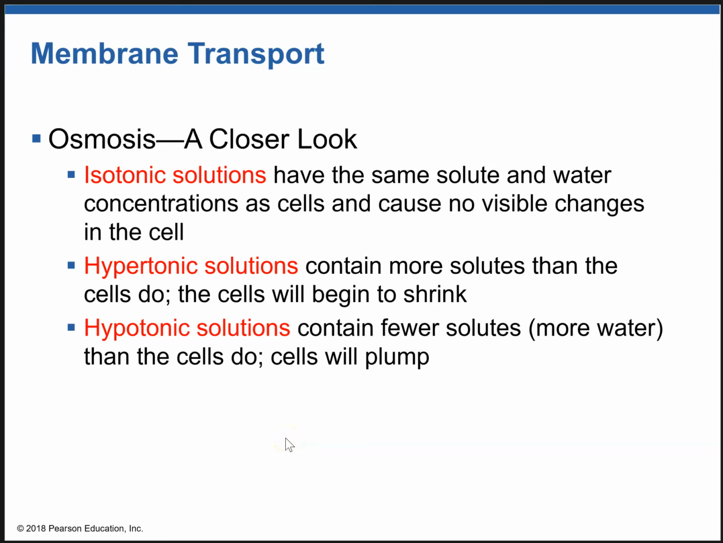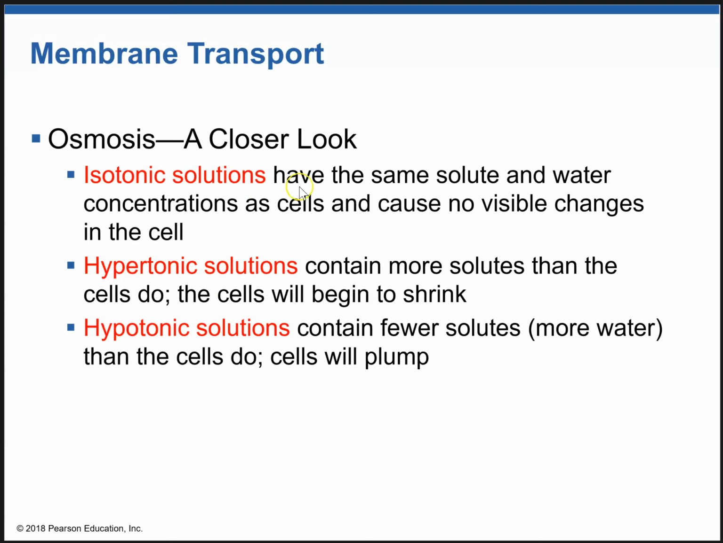So like I said, water moves down its concentration gradient from an area of high water concentration to an area of low water concentration. So when cells are in something called an isotonic solution, it means that the concentration of solutes is the same inside and outside the cell.